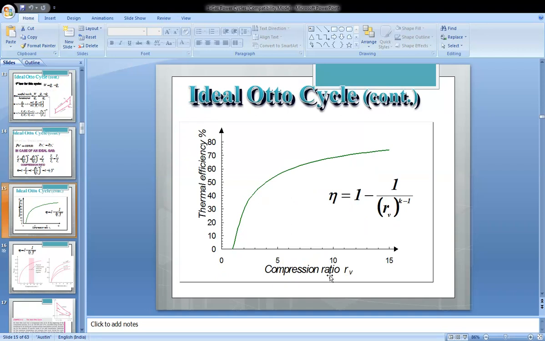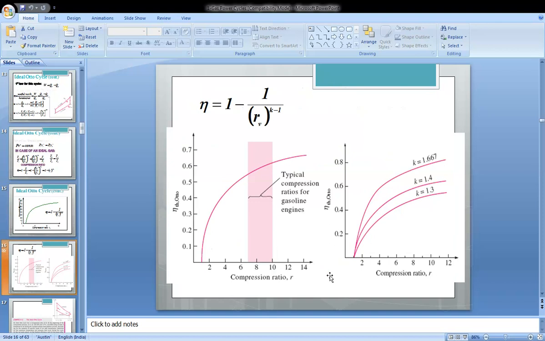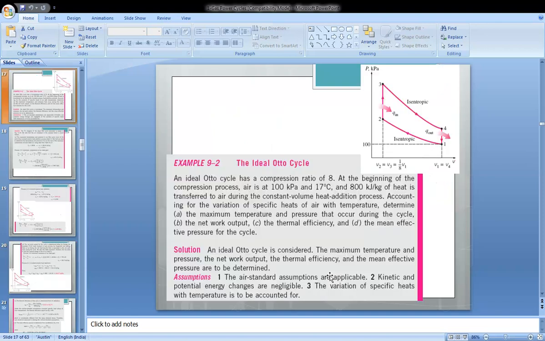This is the scenario of the thermal efficiency and the compression ratio. That is a simple scenario, and the efficiency is 1 minus 1 by r suffix v to the power of gamma minus 1. These are the efficiency of the Otto cycle and the compression ratio, and how the path and orientation behave as the compression ratio, the index k value, goes on increasing. You can observe all of this.